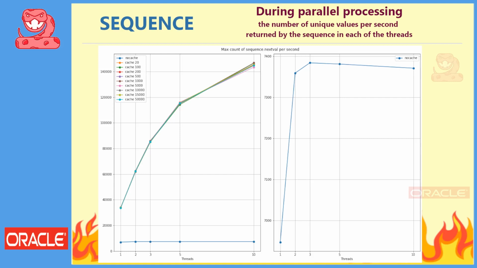This is also supported by the no cache graph. If parallel execution starts with more than 3 threads, the speed of generating new IDs with the same sequence begins to decline because the threads start competing for the limited number of processors.